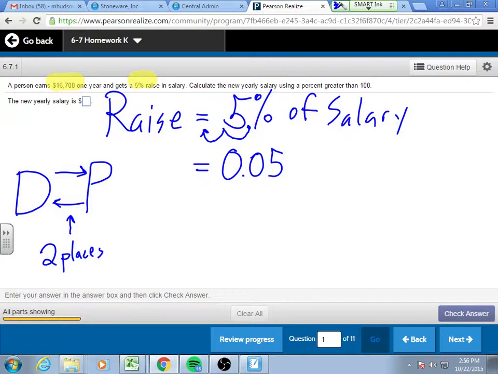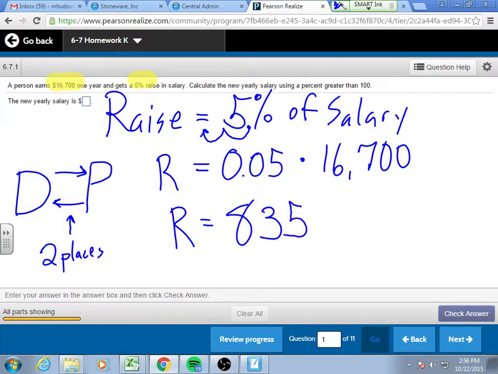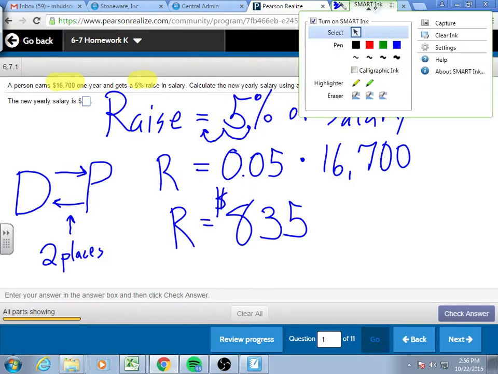So I now have 0.05 of, we already said multiply, their salary, $16,700. When I compute this, we get that their raise, we'll just call that R, was $835. Now pay attention, are they looking for the raise amount or the annual salary amount? Now notice what the problem actually said. Using a percent greater than 100. I wanted to show this first, but then we're going to use the percent greater than 100.